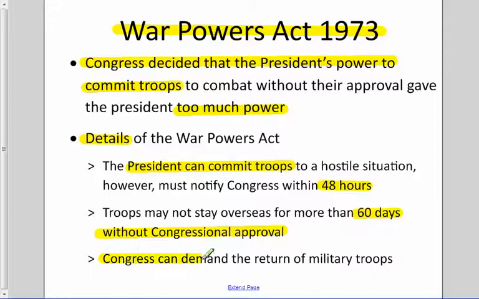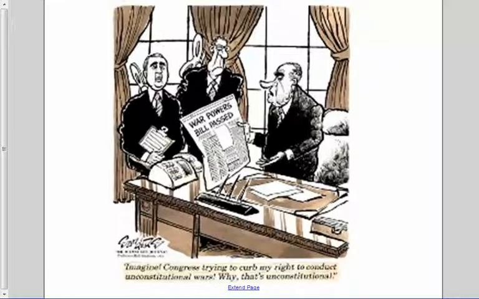And Congress can demand the return of those troops. So they can say, no, you can't have them there. You have to pull them back out. So that gives Congress some of their powers back. They gave it up in the Gulf of Tonkin Resolution. The War Powers Act of 1973 takes those powers back. And so didn't make Nixon very happy.